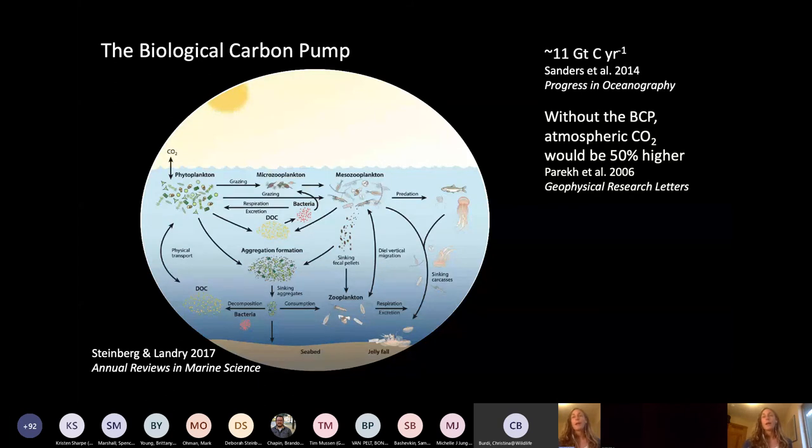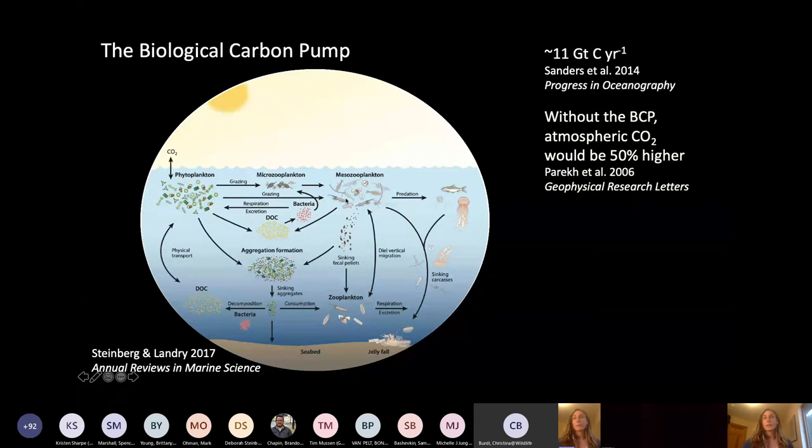The biological carbon pump is a very complex set of processes that essentially entrain carbon dioxide, as you can see in this diagram, from the atmosphere into the surface ocean, where it's then used by phytoplankton. And then, as Michelle just beautifully described to us, those phytoplankton are grazed on by a plethora of different organisms, including microzooplankton, which are smaller than mesozooplankton. In this talk, I will focus on mesozooplankton.